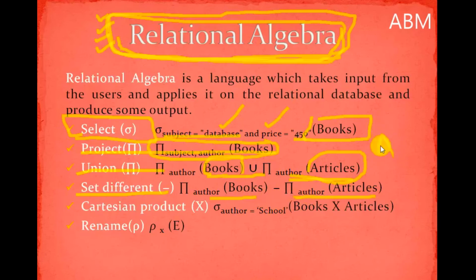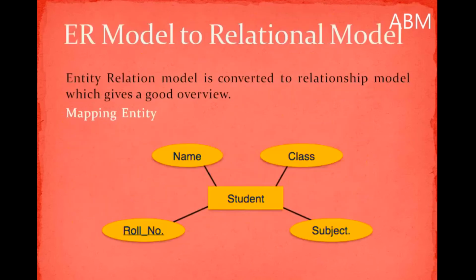You have studied A difference B. Okay, the Cartesian product shows the books and articles of the author. And rename: if you want to change some relation, then we may apply these relational algebra operations on the different types of relations.